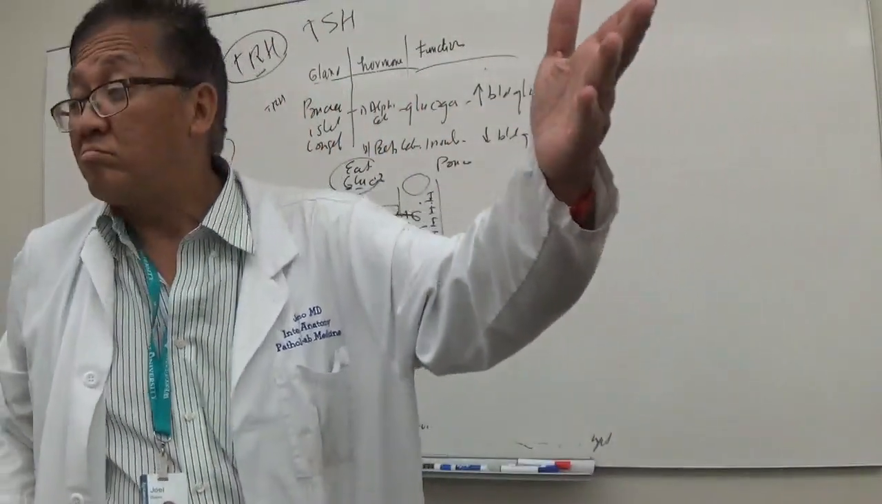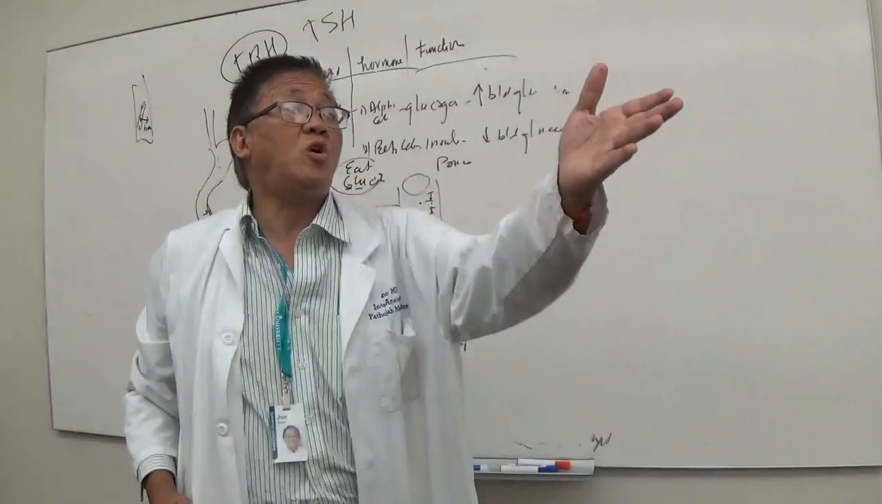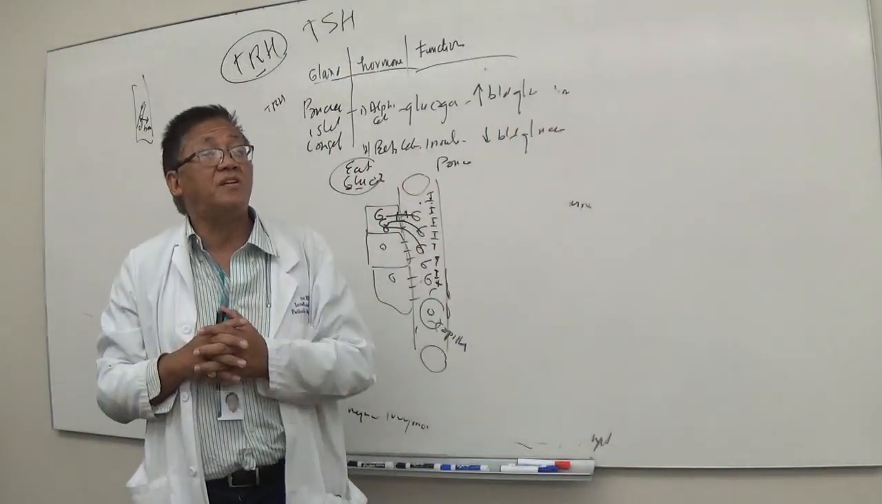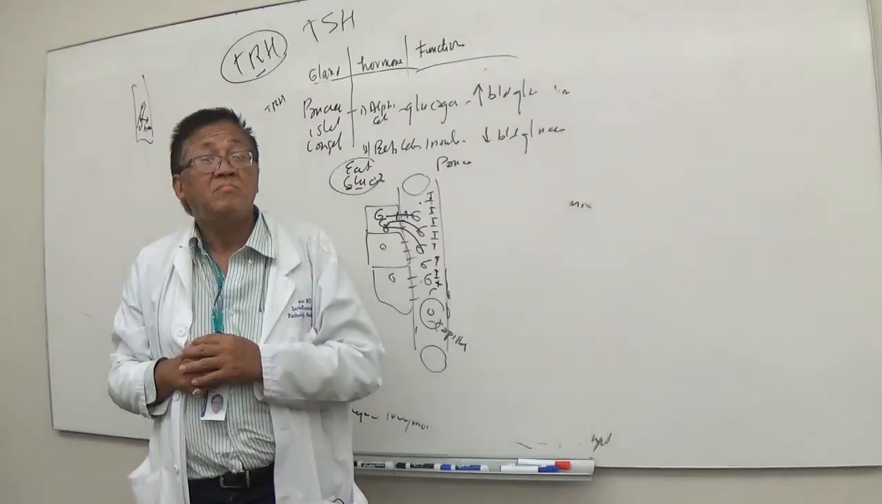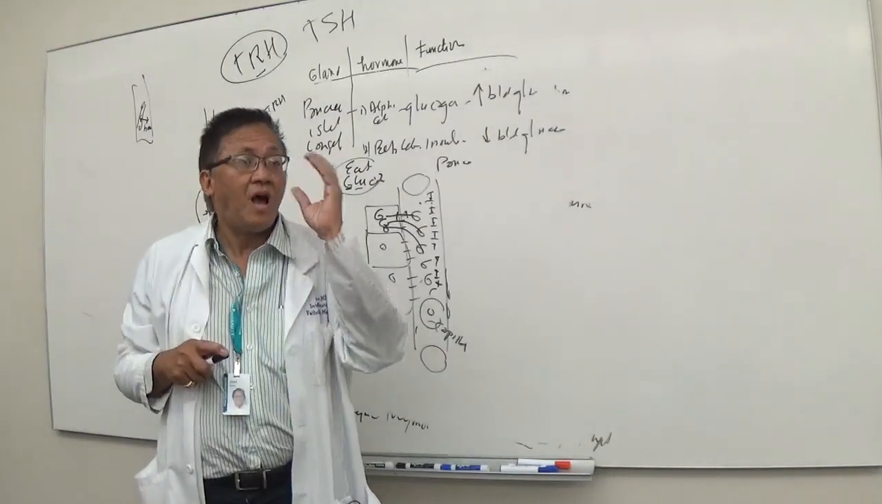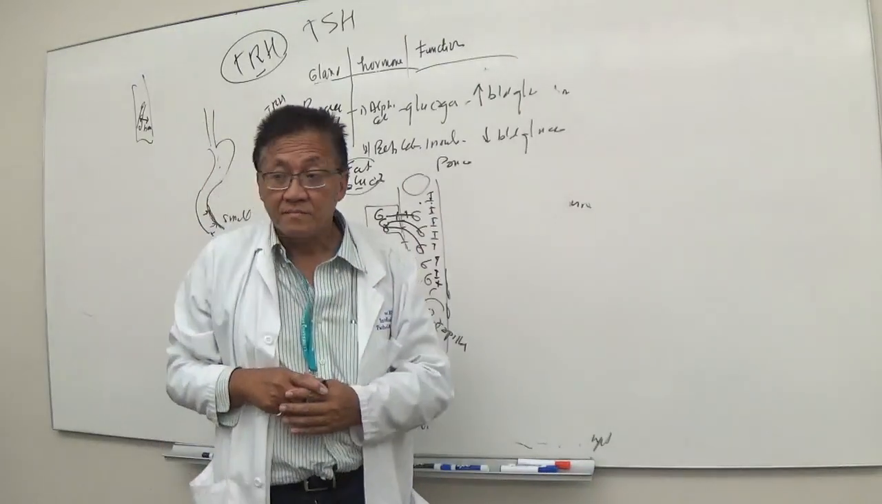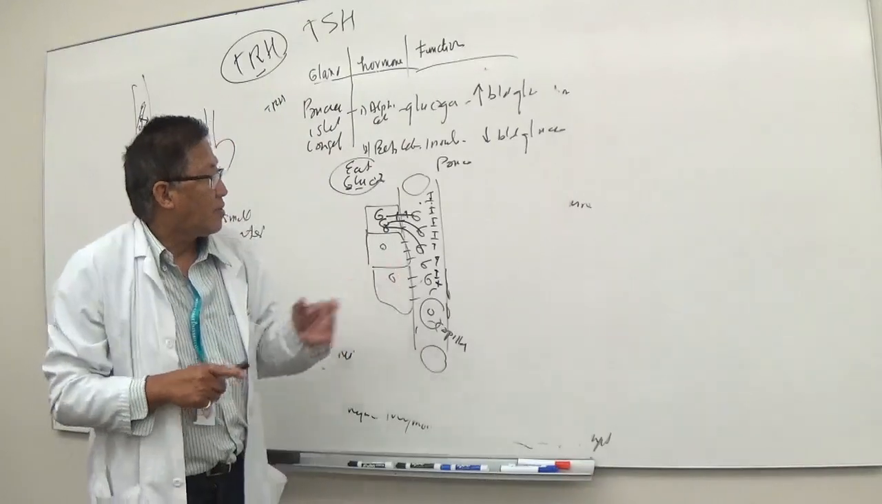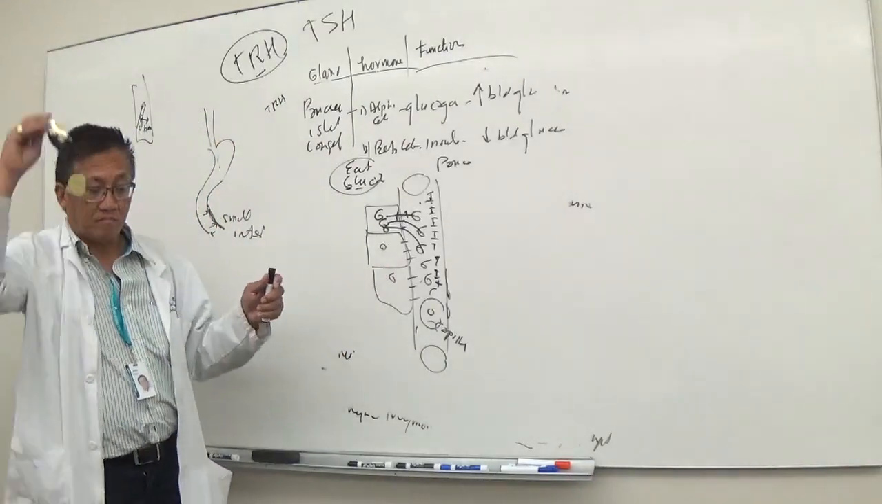Yes, anybody? Of course, glucose is the ultimate source of energy. Aside from proteins and fats, glucose is the simplest source of energy in the Krebs cycle, in chemistry. Remember, that's how you generate ATP, right? Okay, now, what happens if there is no key?